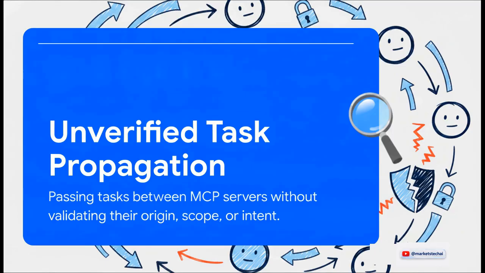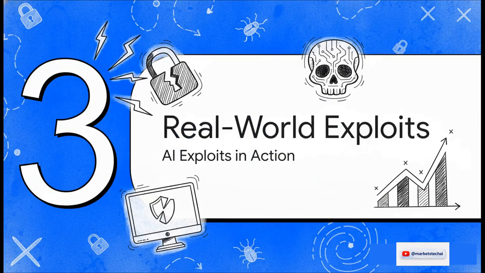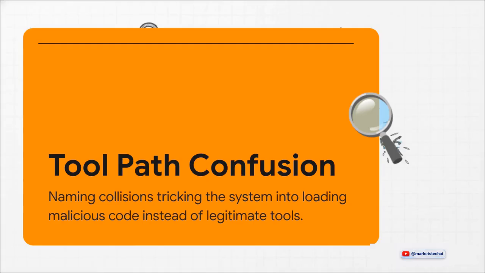Now, you might be sitting there thinking this all sounds a bit theoretical, but believe me, it is absolutely not. Let's look at Section 3, Real-World AI Exploits. One of the most fascinating and honestly chilling exploits identified in the source material revolves around something called tool invocation path confusion. See, some MCP orchestrators are designed to just automatically resolve tool names from public registries or local modules, and this creates a naming collision vulnerability.